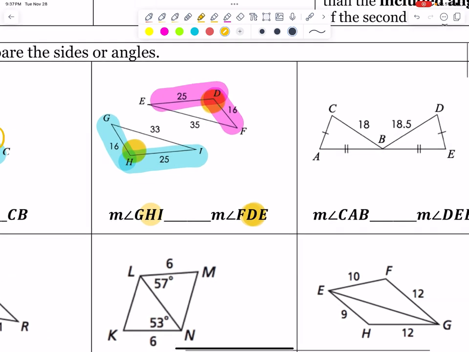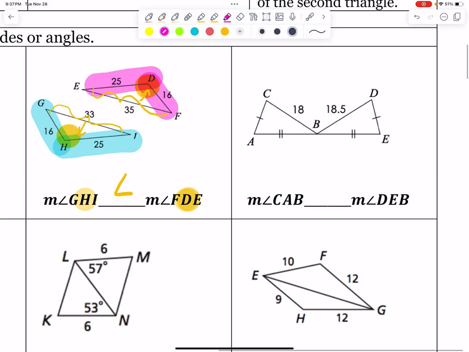So this is actually the converse. What we're given here is that GI is 33, whereas FE is 35. So which one is bigger? 35. And so what that must mean is the angle across from it must be greater. And so that would mean that the measure of angle FDE is going to be bigger because 35 is greater than 33. So I know that that angle measure must be greater as well.